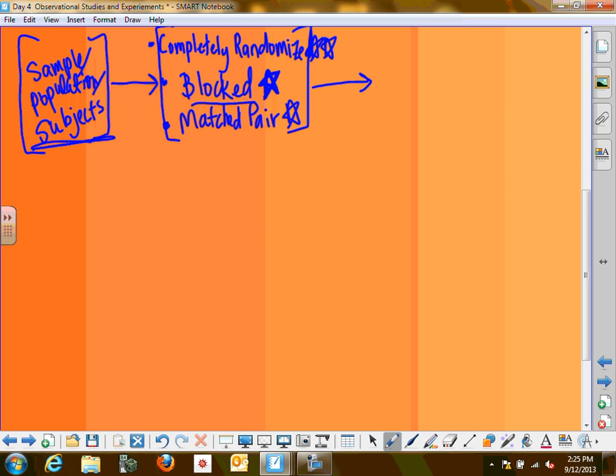You randomly assign. Now see, selection is over here. Selection's over here. Here is when you randomly assign to what? What am I assigning them to? The treatment groups. Very good. I'm randomly assigning them to the treatment groups.